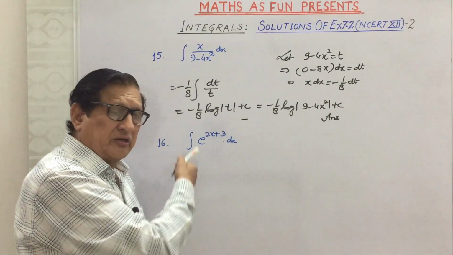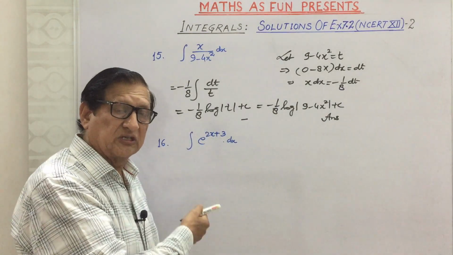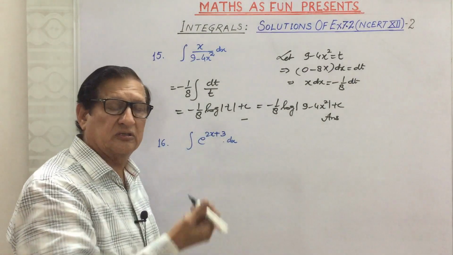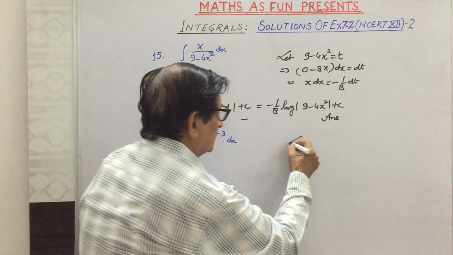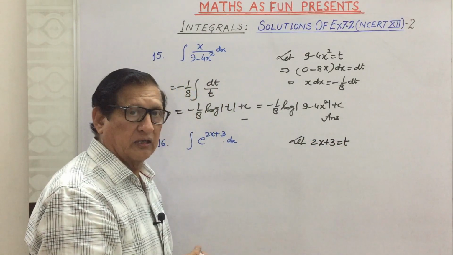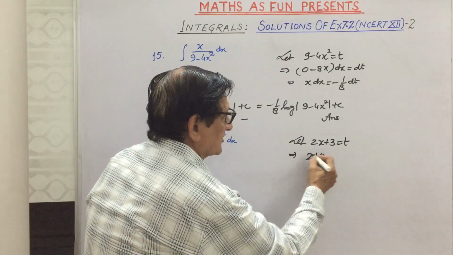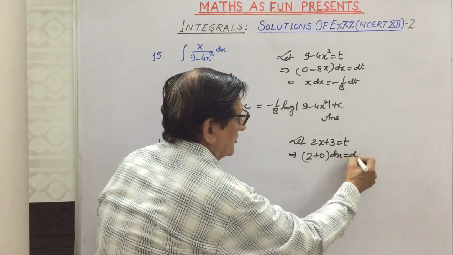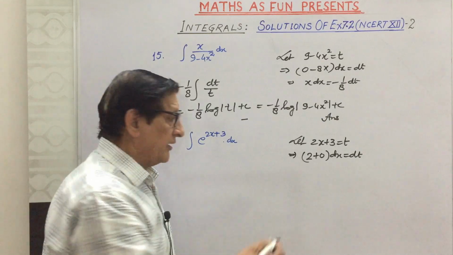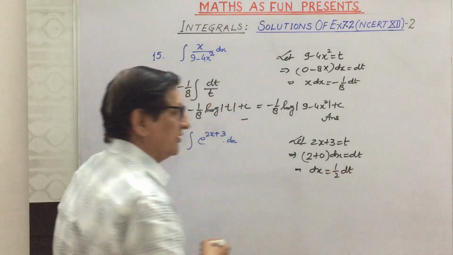Question number 16 here is integral of e power 2x plus 3. Exponential function, and we can easily make out that 2x plus 3 can be considered as t. So we consider 2x plus 3 as t. Differentiating with respect to x, we get here 2 plus 0 dx is equal to dt. And hence we get dx is equal to 1 upon 2 dt.